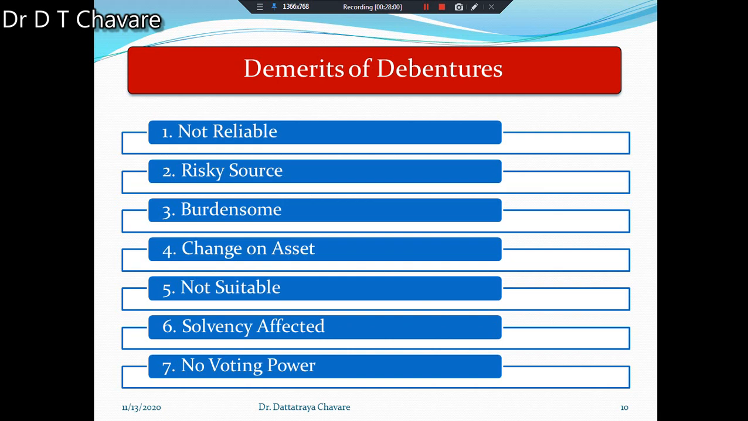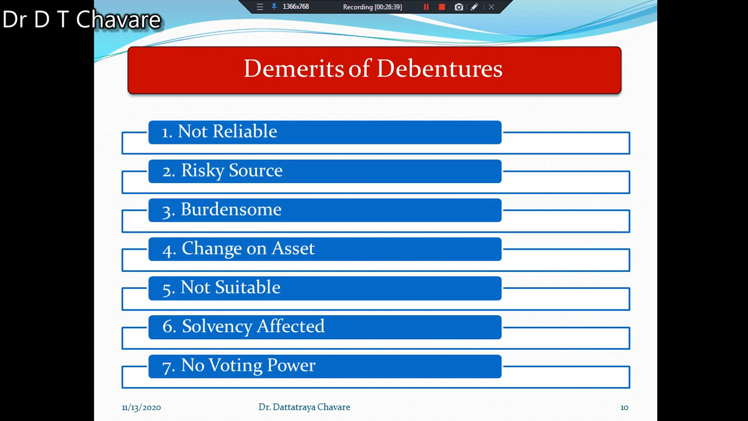The first demerit is that it is not reliable. If the company is earning regular income, debentures are suitable. But in case of irregularity, uncertainty and inadequacy of income, debentures are not a reliable source, because there should be regular income, regular earning, and there should not be uncertainty or inadequacy of income. That's why the issue of debentures is also not reliable.